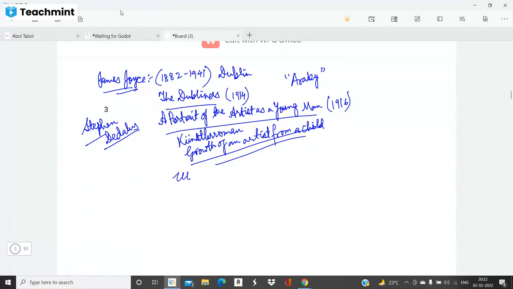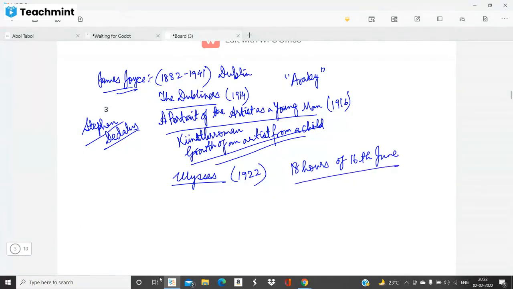The third novel, which is very significant, is Ulysses. It came out in 1922, so this is the 100th year of Ulysses. It is also set in the slums of Dublin. Stephen Dedalus, now an artist, finally decides to return to Dublin, and it covers basically 18 hours of 16th June, which is also called the Bloomsday.